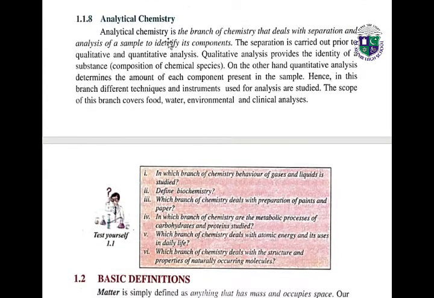Analytical chemistry, yes, it is a branch of chemistry that deals with the separation and analysis of a sample to identify its components. So if we have some sample, in this branch we will separate and analyze that sample. The separation is carried out prior to qualitative and quantitative analysis. Qualitative analysis provides the identity of the substance, composition. On the other hand, quantitative analysis determines the amount of each component present in the sample.